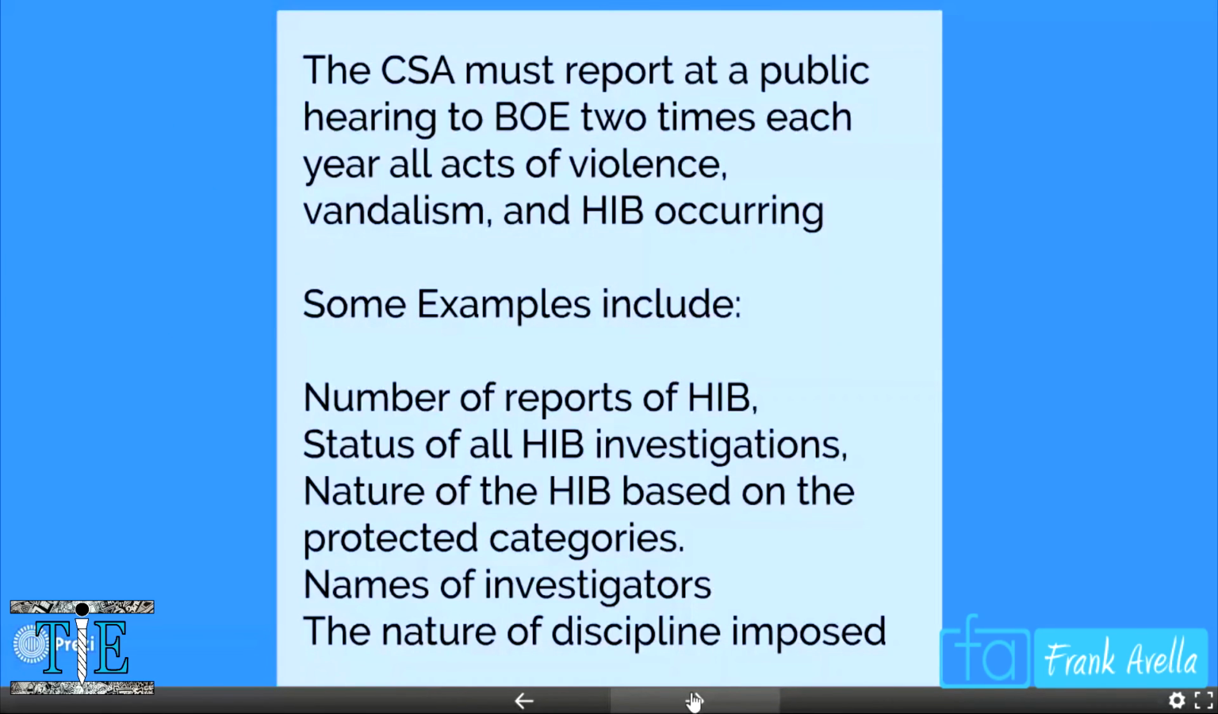And some examples of it include the number of reports of HIB. They have to tell the number, what happened with each investigation, the nature. They also have to talk about protected categories. What was it based on, any of those characteristics? Nature of the discipline imposed.